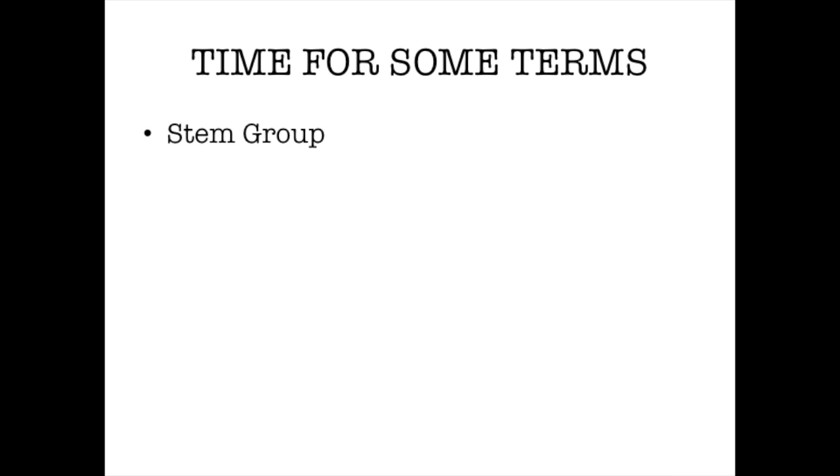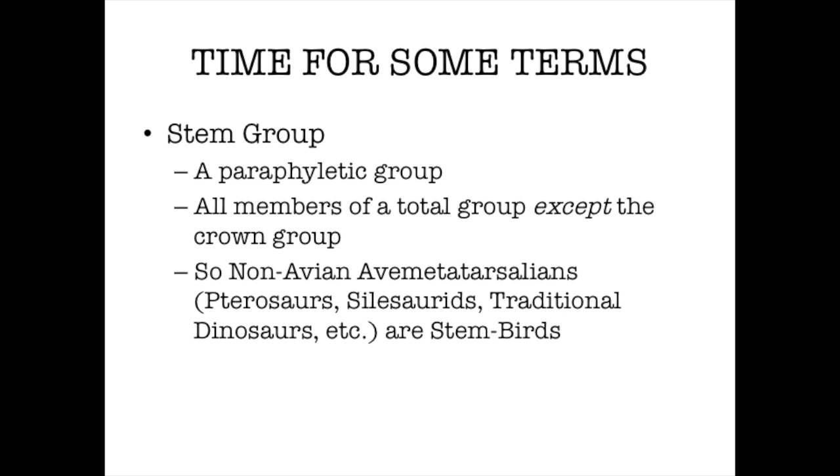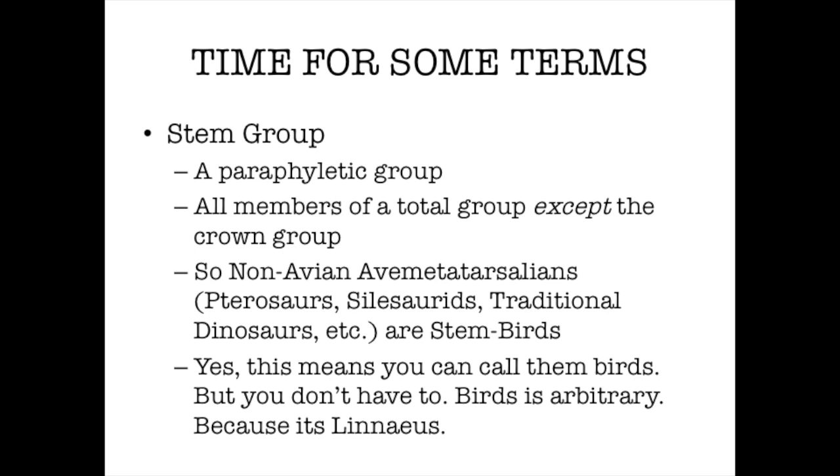So then everything that's left over is called the stem group, which is a paraphyletic group that includes all members of the pan group except for the crown group. So in this case, stem aves would be all non-Neornithian Avimetatarsalia. Yes, this means you can call them birds, but you don't have to.